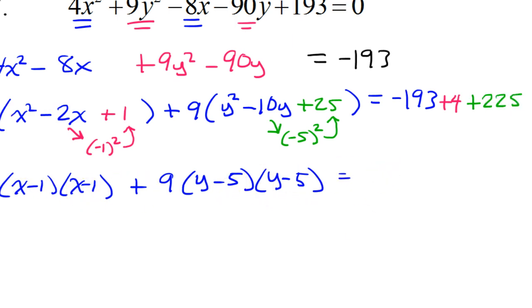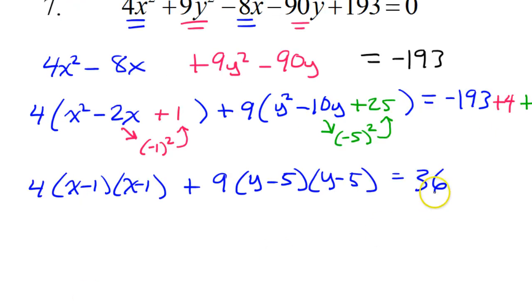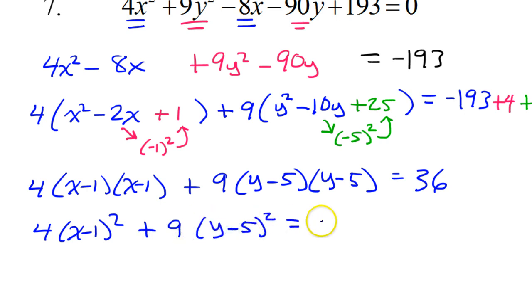Alright, now I need to add up these three numbers. That turns out to be 36. So because this is the same thing twice, I can go ahead and write 4 times x minus 1 squared plus 9 times y minus 5 squared is equal to 36.